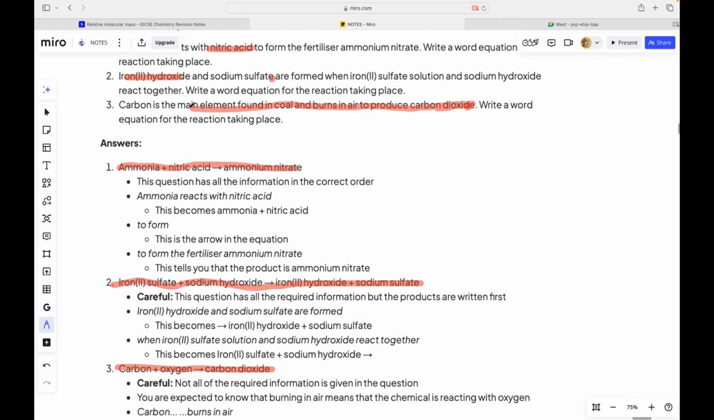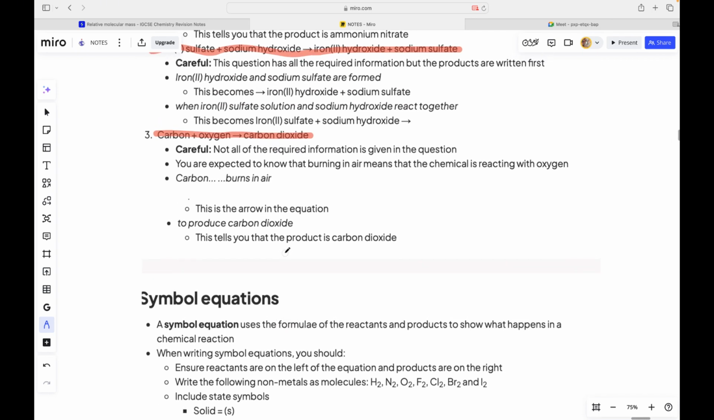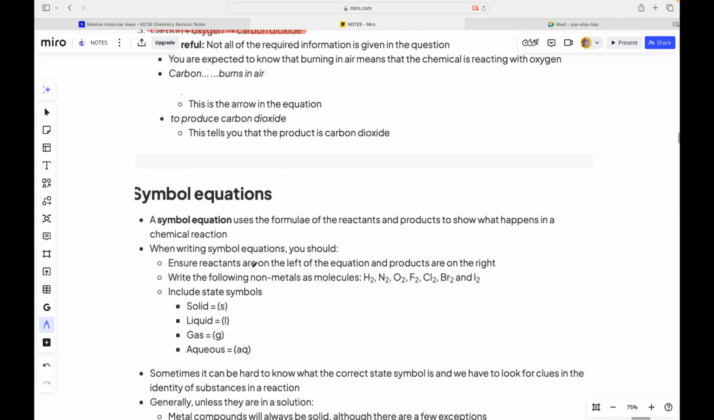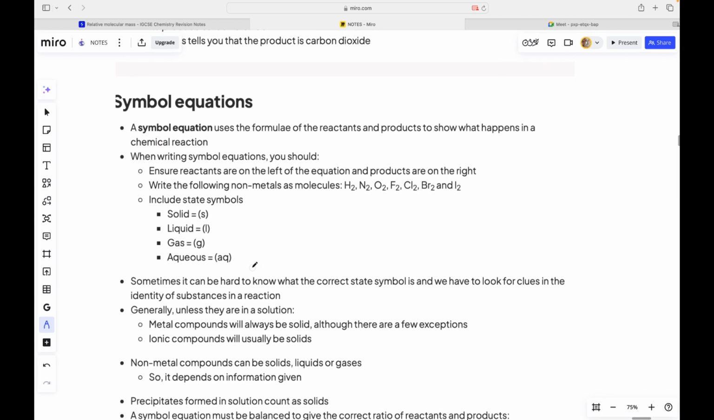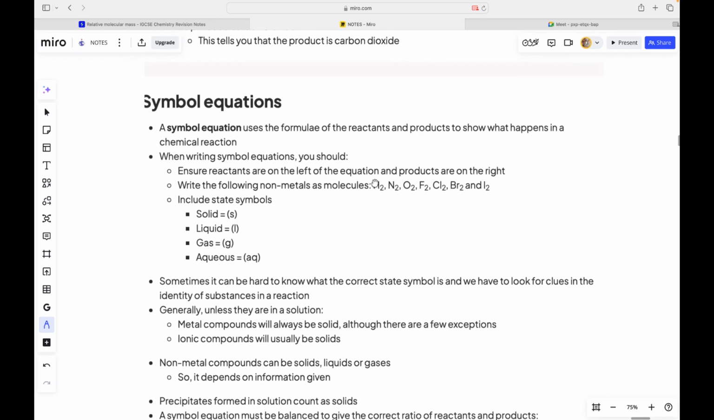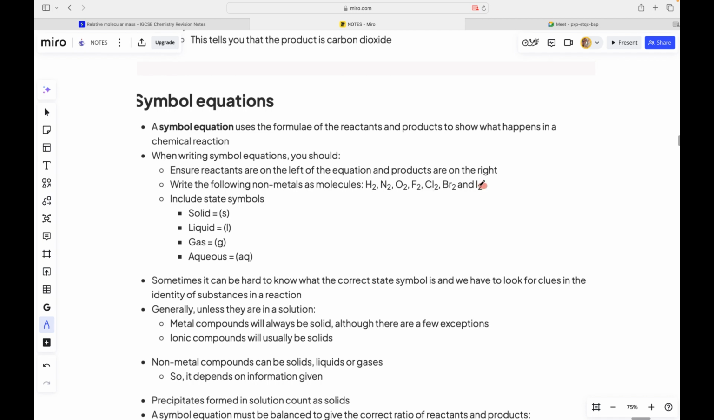So this is a word equation, and we've written it out here nicely. Carbon reacts with oxygen to form what? Carbon dioxide. Okay, now we move on to symbol equations. For symbol equations, we need to know the symbols of every element, how to write the chemical symbol of an element. For example, hydrogen is diatomic, so hydrogen is H2.